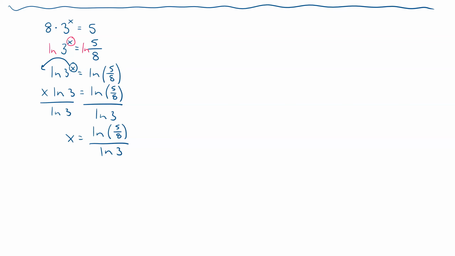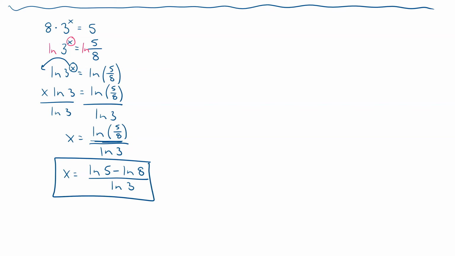This answer works just fine. It's calculator ready, but there are different ways to write it. Remember, with logs, division can become subtraction. So we could write this as x equals natural log 5 minus natural log 8 over natural log 3. And that would be a fine answer as well. For problems like these, you need to isolate the variable term first. Try this one.